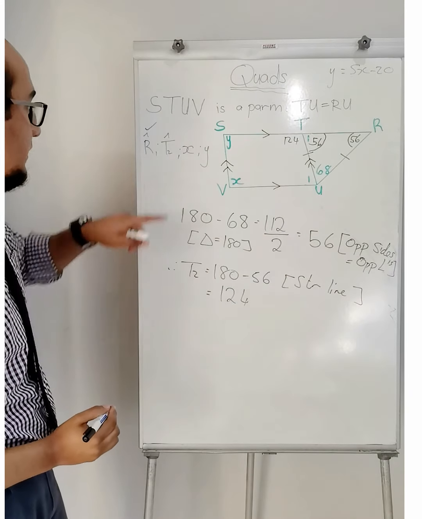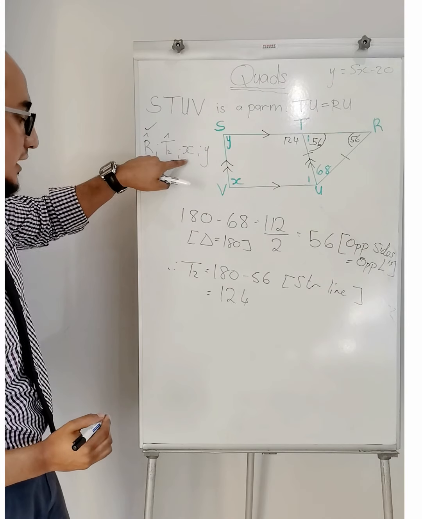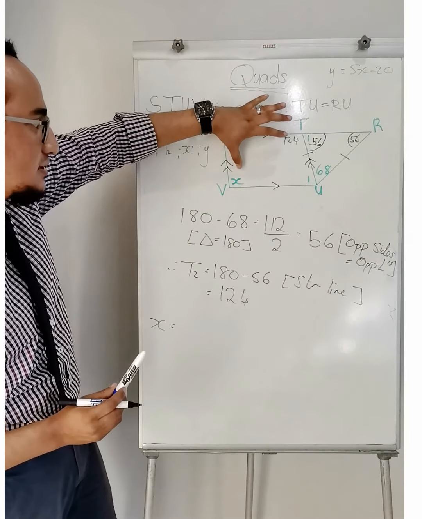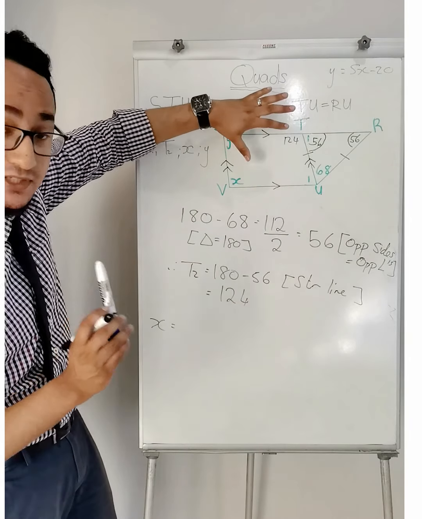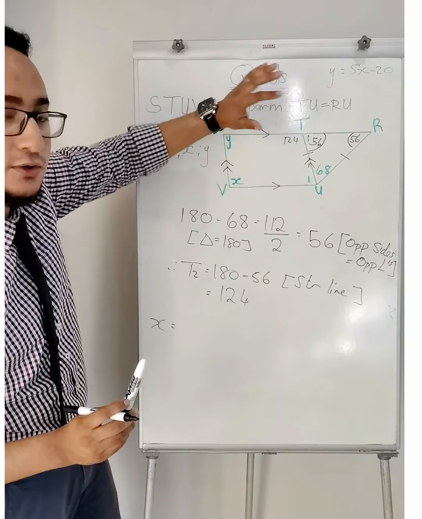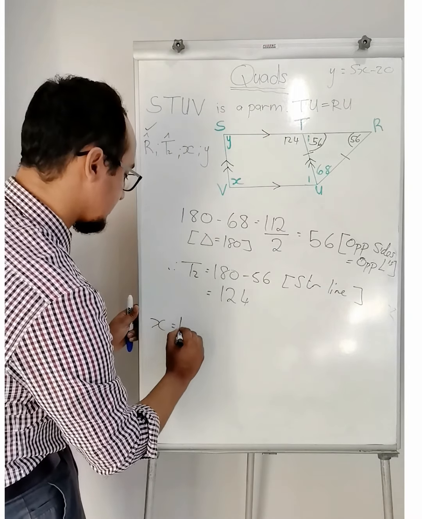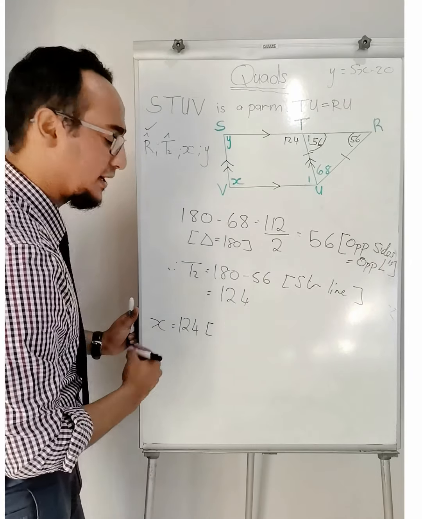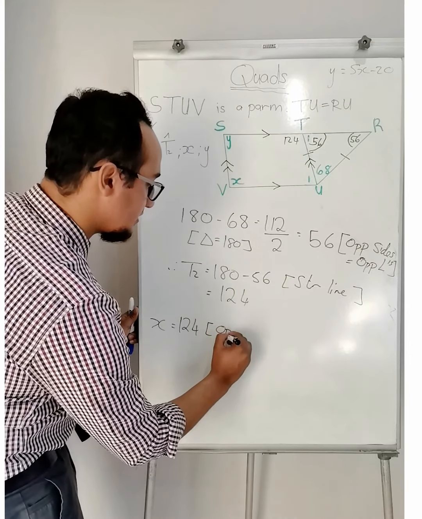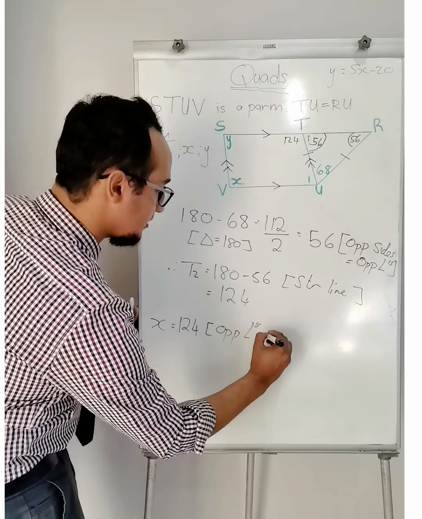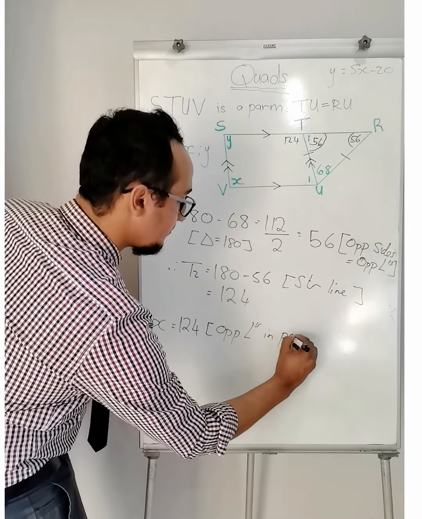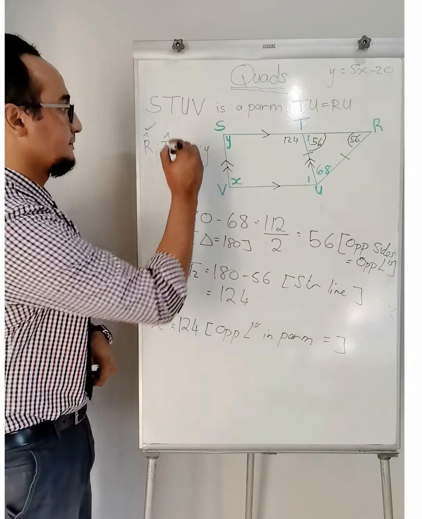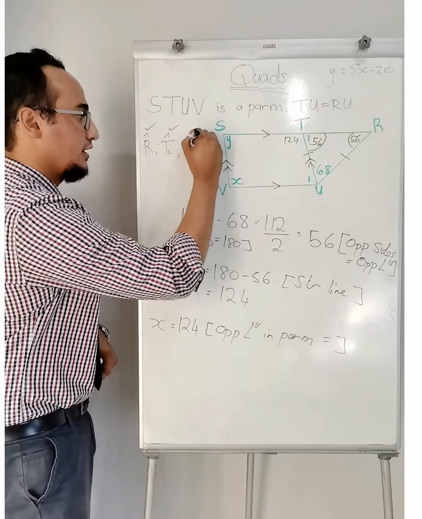Next one is calculating the value of X, and because it's a parallelogram, opposite angles in a parallelogram are the same. So X is therefore equal to 124 degrees, and my reason is opposite angles in a parallelogram are equal to one another. T2 is sorted, X is sorted.